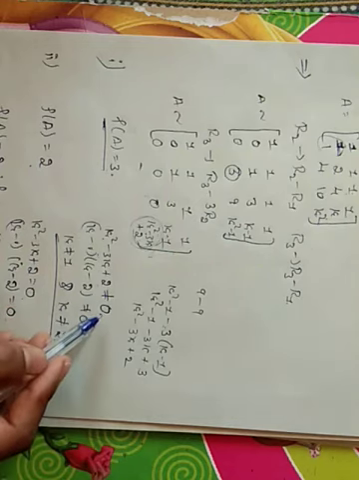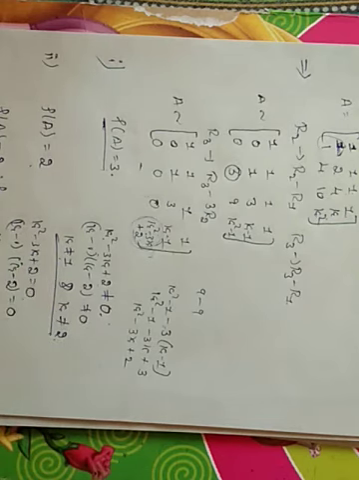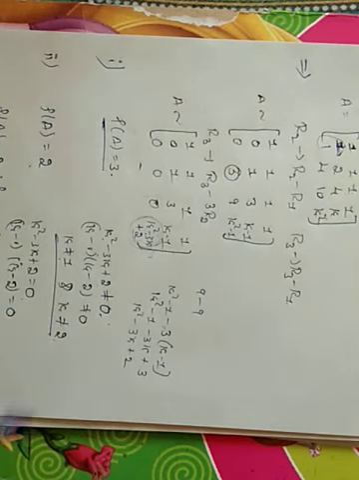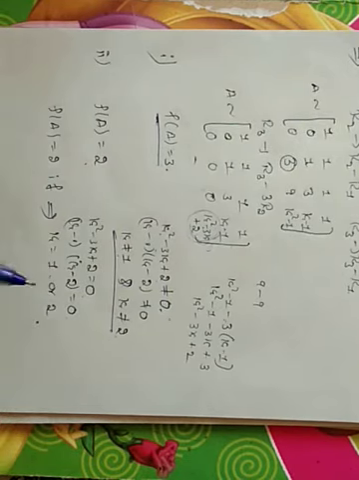This is not equal to 0 only under the condition if k is not equal to 1 and k is not equal to 2. Remaining all the values of k can be used here. So the rank of A is 3 only if k is not equal to 1 and k is not equal to 2.